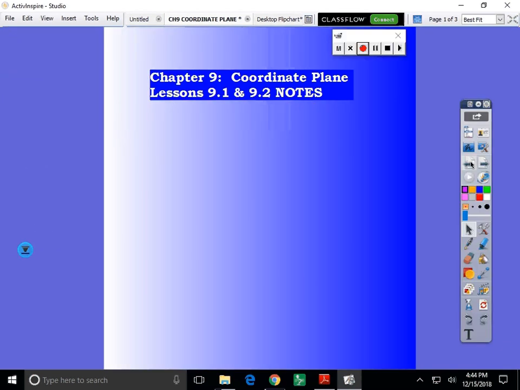So again, coordinate plane, just lessons 9.1 and 9.2 is what we're tackling. We're going to try to wipe this out before we move into chapter 3. So applying our number line number sense to positives and negatives using the coordinate plane.